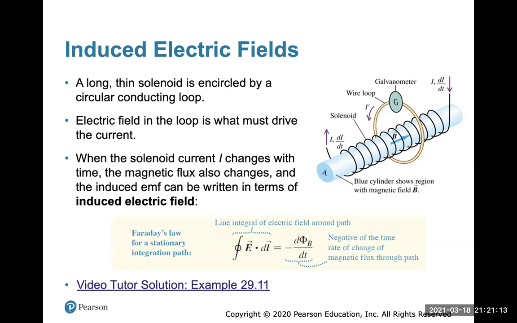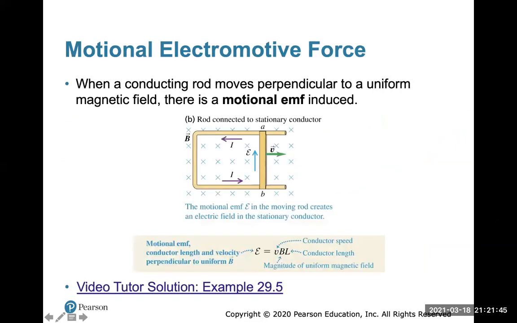But here I'm saying, if we express that as the path integral in the loop of the electric field, we can modify Faraday's law that way. Note the explicit inclusion that this has to be a stationary integration path. This can't be a dynamic thing. The integration path can't be moving, so it might not be useful for this situation, because here we've got a path that is not stationary. Its area is changing.